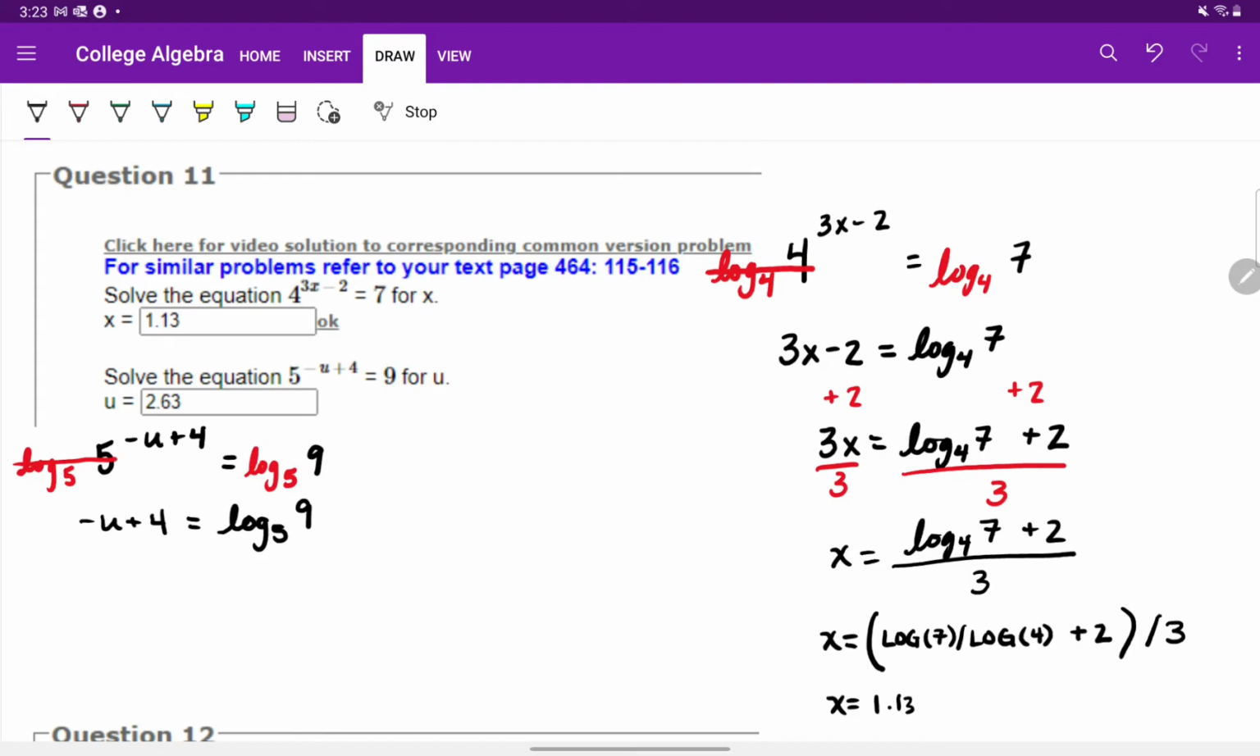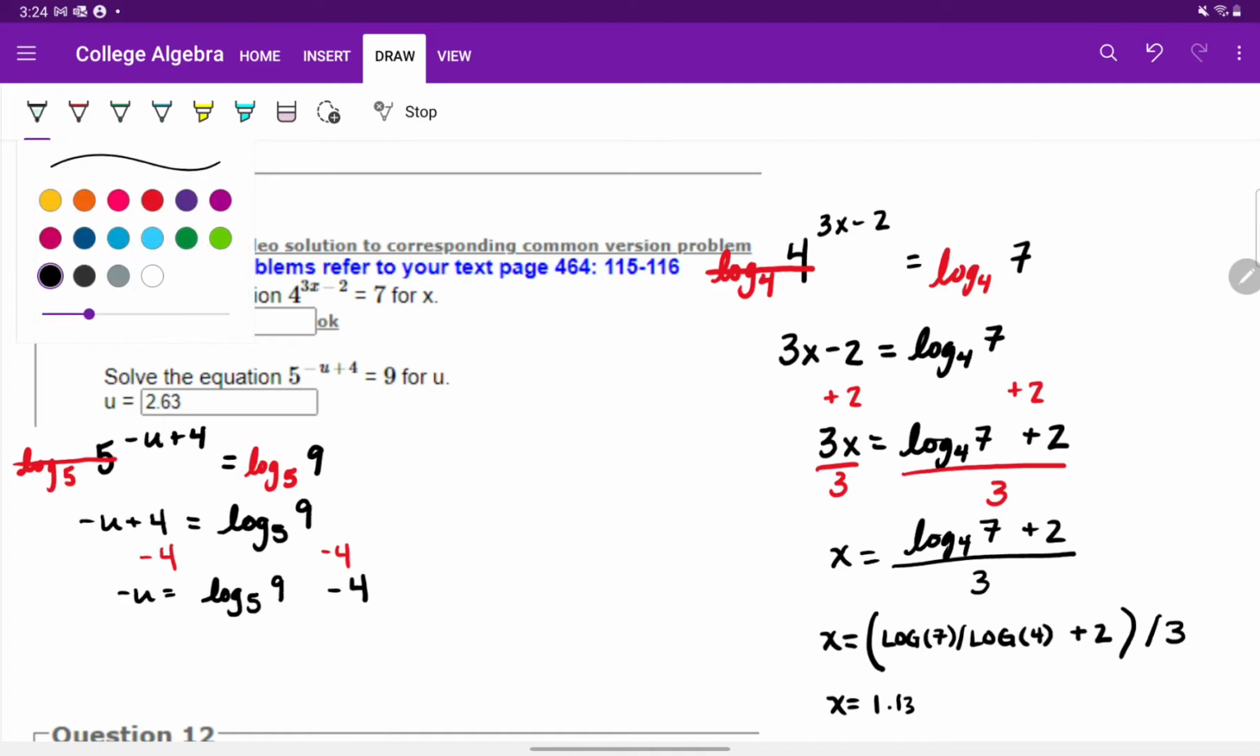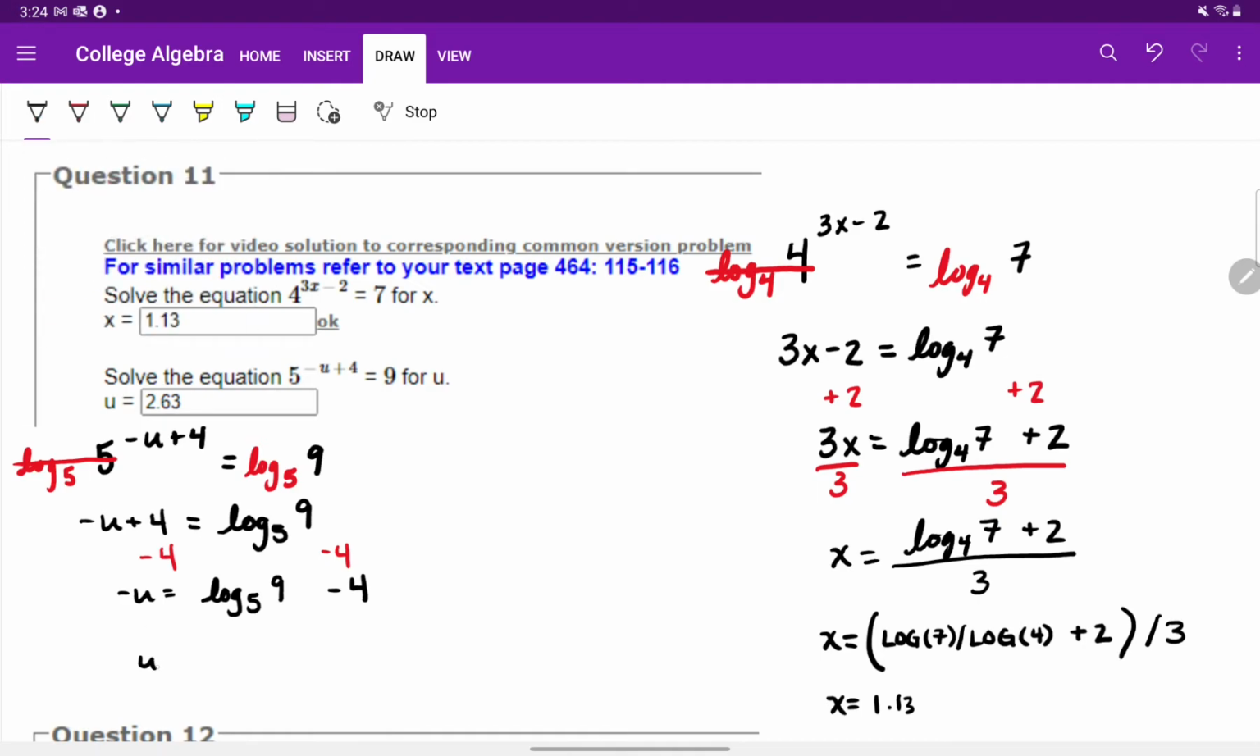Now in order to get that u by itself, we're going to subtract 4 from both sides. So now we have negative u equals log base 5 of 9 minus 4. And finally, we can multiply both sides by negative 1 to get that u completely alone. So we'll have negative log base 5 of 9 plus 4.